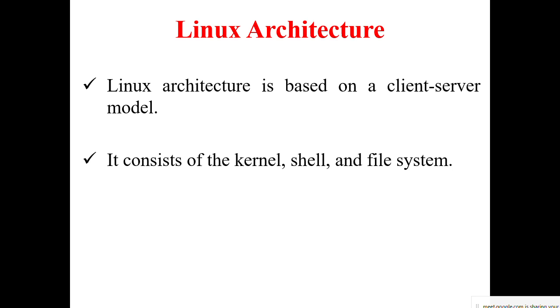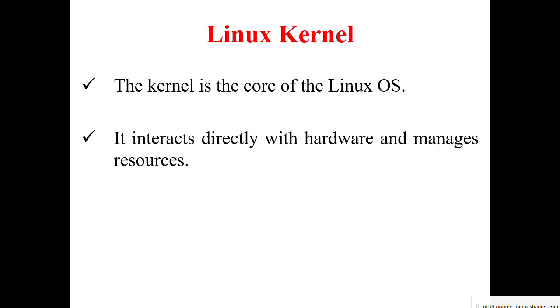Architecture means structure. Linux architecture is based on a client-server model. Client means us. It consists of kernel, shell, and file system. Correct. Next, Linux kernel. The kernel is the core of the Linux operating system. It interacts directly with hardware and manages resources. Perfect.